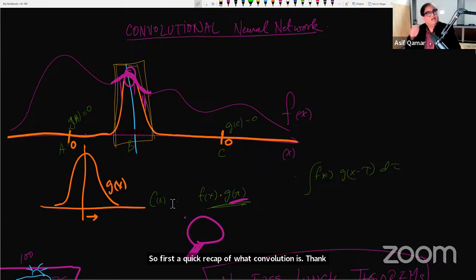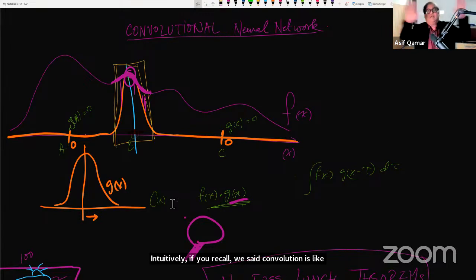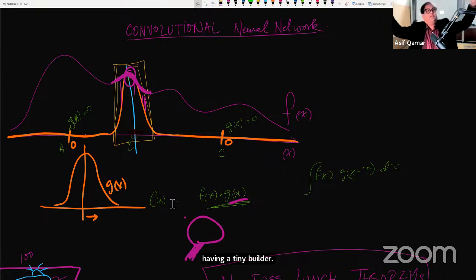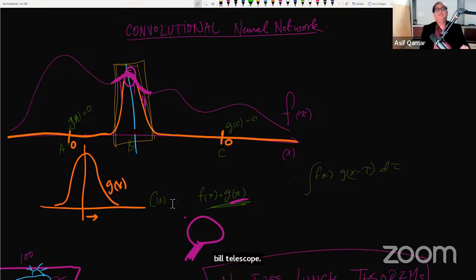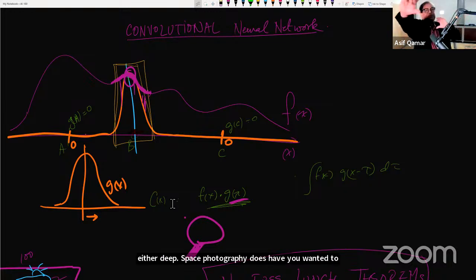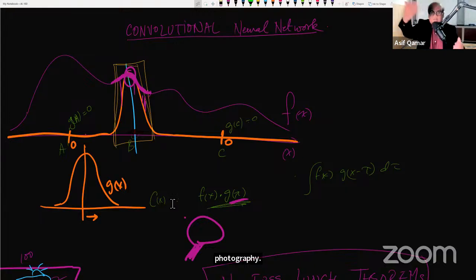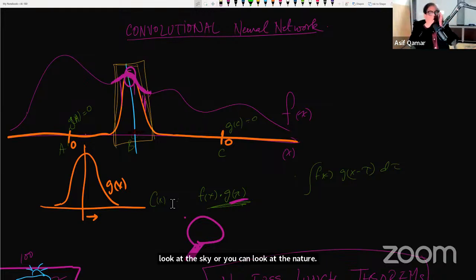Intuitively, if you recall, we said convolution is like having a tiny window to look at. You're not looking at the world in a far or wide view. It is like you're looking through a tiny window. One way to think about it is that you use a very narrow beam telescope. So when you look at the sky, you can do deep space photography. Those of you who are into photography, you can use a big zoom lens, isn't it? Or you can look at nature. When you zoom in, you get a very tiny slice of reality, is all that is visible in your window, isn't it?